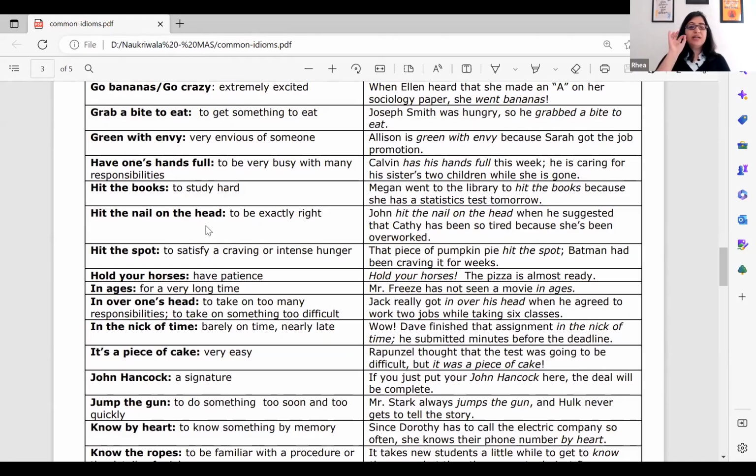Okay, so we did hit the books. Hit the nail on the head, which means to be exactly right, on target. So John hit the nail on the head when he suggested that Kathy has been so tired because she's been overworked. So he could get exactly what the reason is that Kathy is so tired and so exhausted. Next, hit the spot. Hit the spot means you must be feeling really hungry, so you satisfy that hunger. That piece of cake hit the spot. Means I was so hungry when I ate it, I actually felt good. I had been craving it.